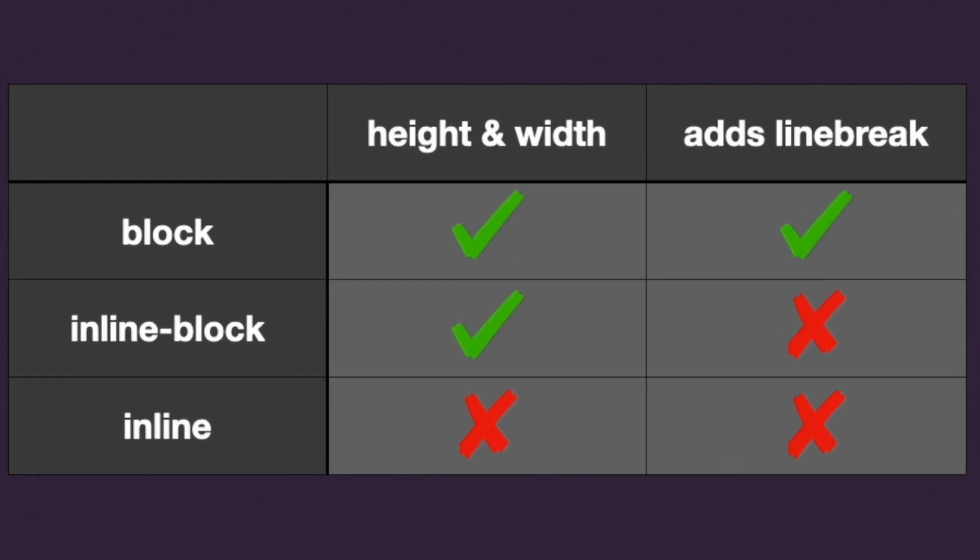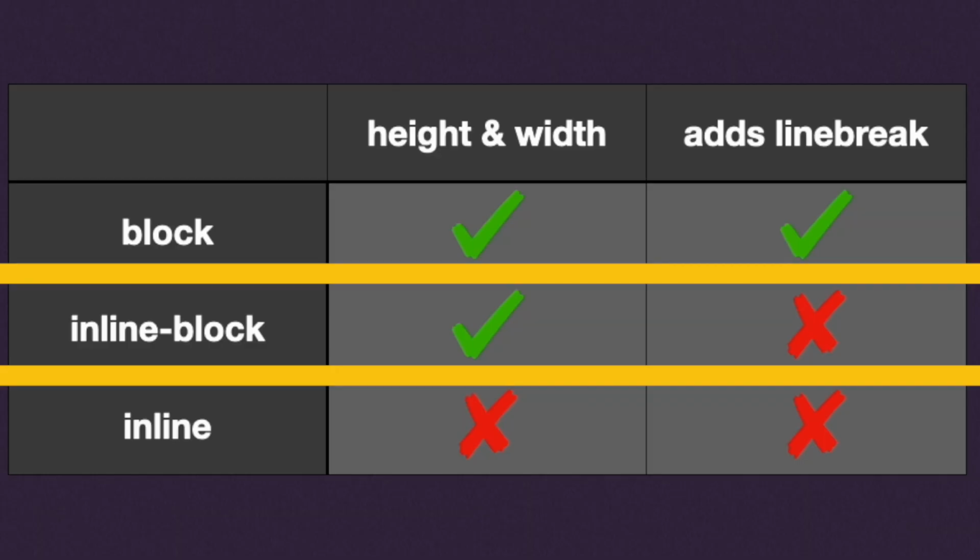In this little table, you can see the difference between blocks and inline elements. So when you have a block, you can set the height and the width, and you automatically get a line break right after the block. If you have an inline element, it doesn't care if you set a height and a width. It's just going to ignore that. And it's not going to add a line break either. It's made for pieces of text within a piece of text. And then you have the happy medium, the inline block, where you do get to set your height and your width, but you don't get that line break at the end.